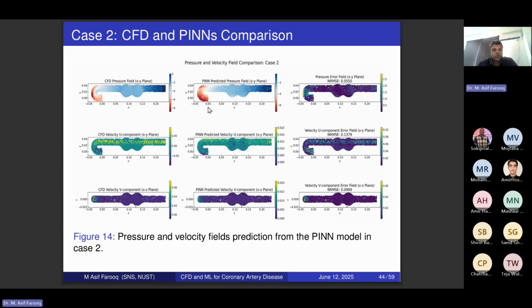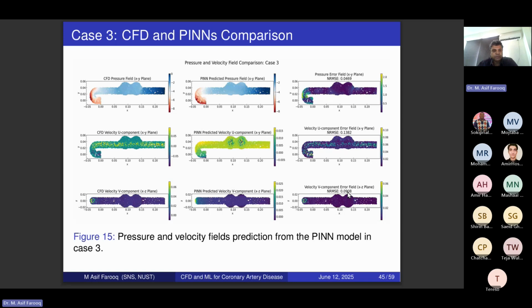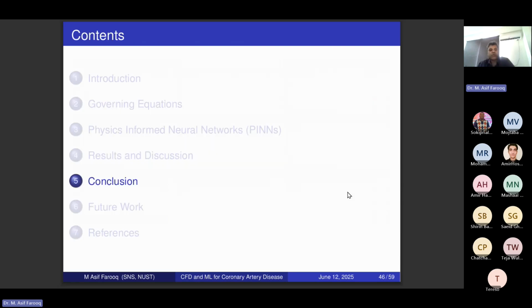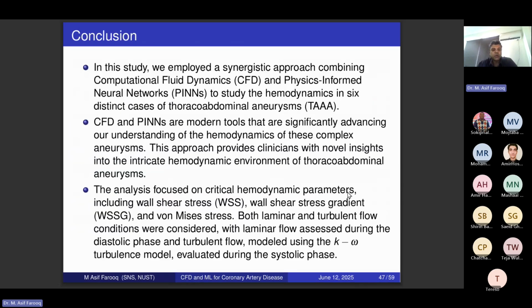This one is case 2. So we have a good comparison over here. Mean squared error is low. Here it is a bit high. And in this case, the mean squared error is also low. So this is case 3. Maybe you can see the comparison. I will move forward and reach the conclusion.